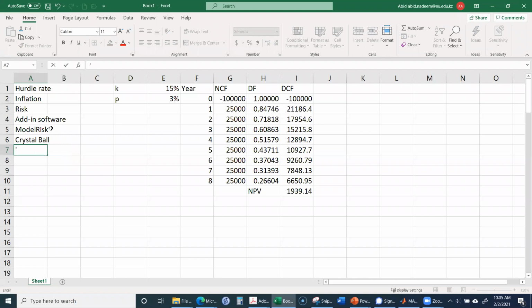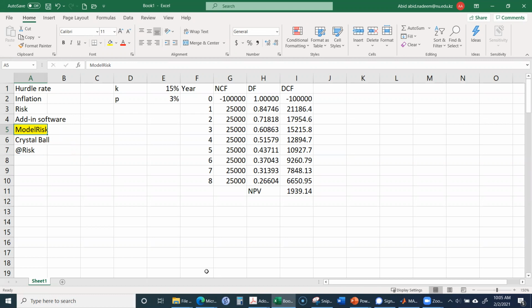Another software is @RISK, and there are some other software as well. So I'm going to illustrate it with the help of ModelRisk. ModelRisk is a software which works as an add-in to Microsoft Excel.